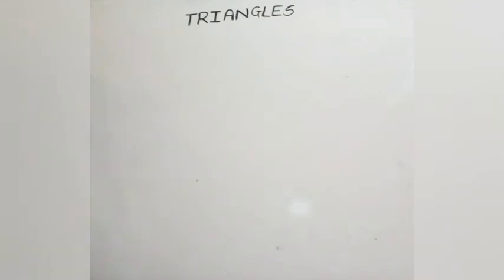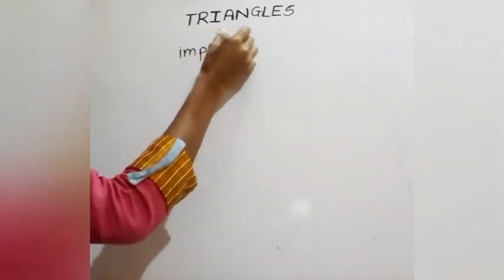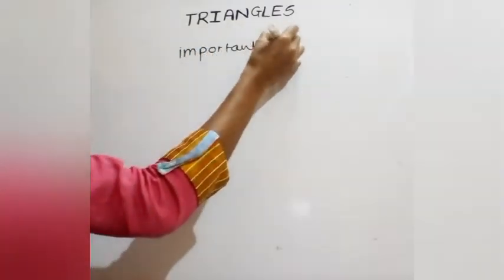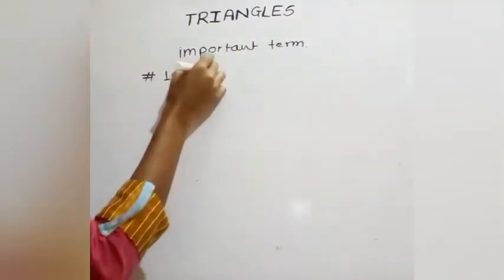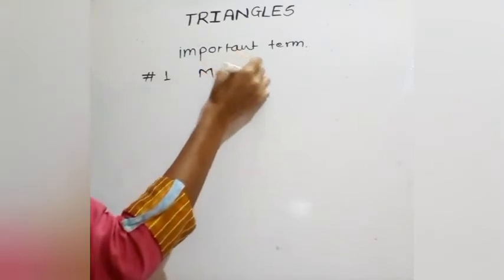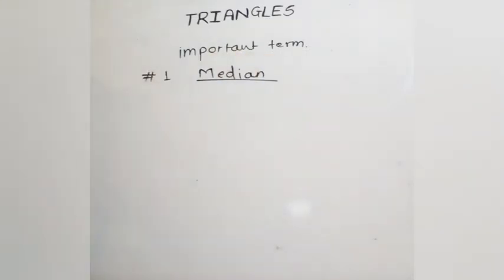In this video, we are going to understand some important terms related to triangle. So, the first important term related to triangle is median. Let's understand what is the median of a triangle.